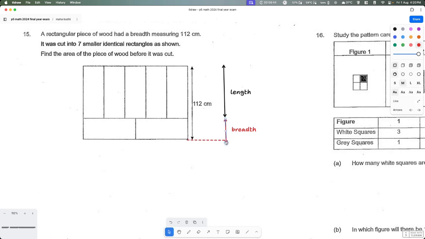That's what you see over here, so it's easier for me to reference. Like this, so this is the breadth. Good. And then I'll just put this as a black. So we know that 112 is equal to length plus breadth.